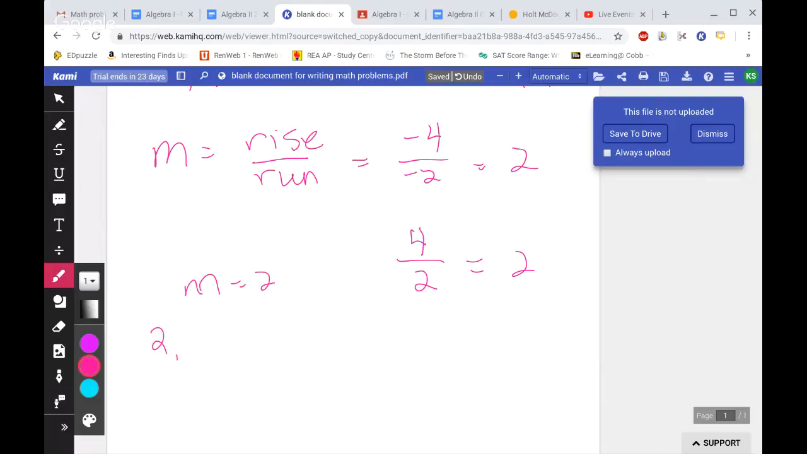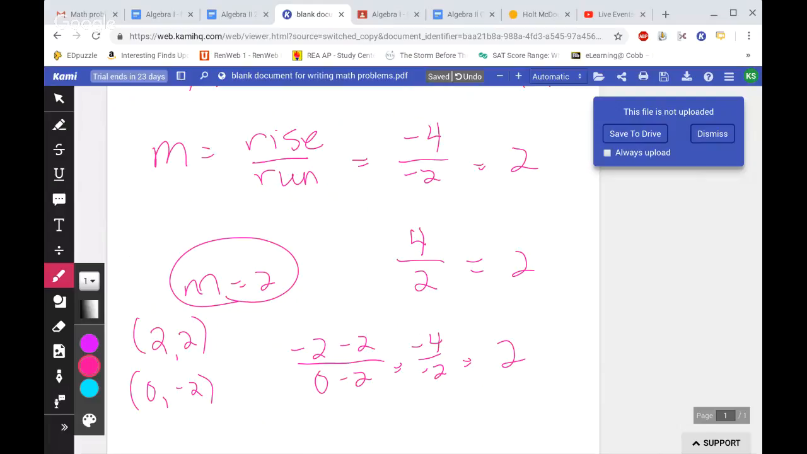And if I were using my points to calculate it, it would look like this. So no matter how I look at it and no matter how I count it, I'm going to get a slope of 2. What is my y-intercept for this one?